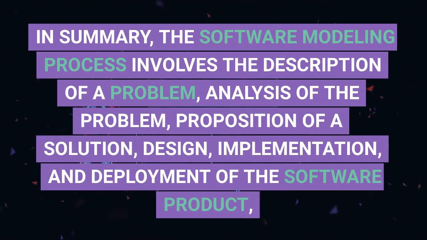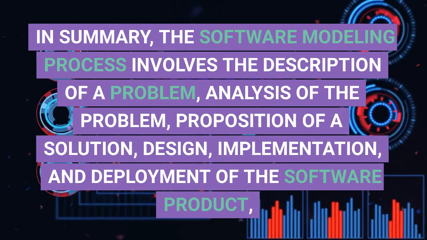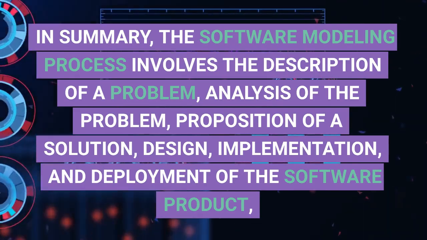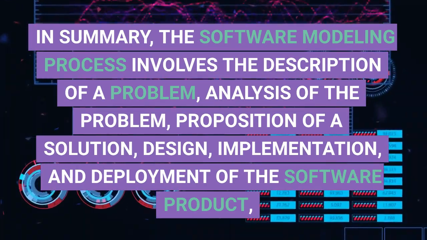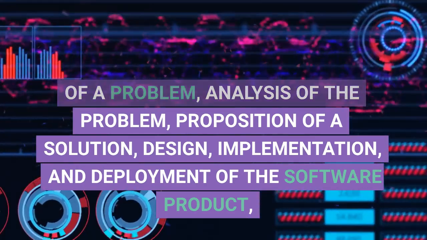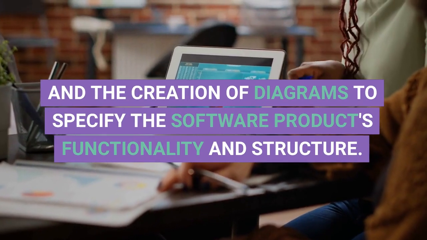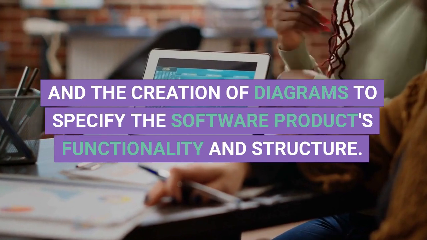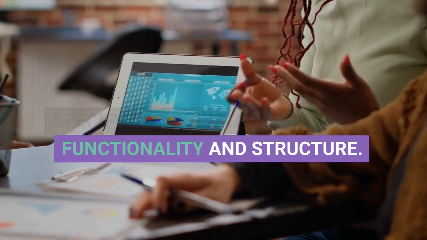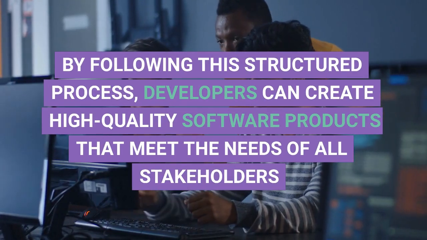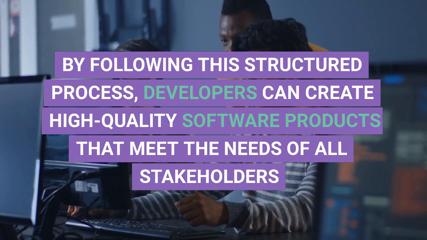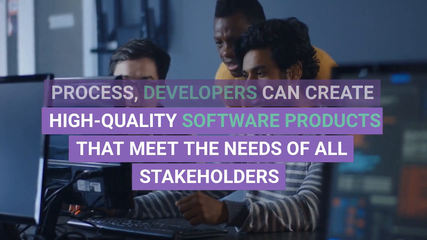In summary, the software modeling process involves the description of a problem, analysis of the problem, proposition of a solution, design, implementation, and deployment of the software product, and the creation of diagrams to specify the software product's functionality and structure. By following this structured process, developers can create high-quality software products that meet the needs of all stakeholders.